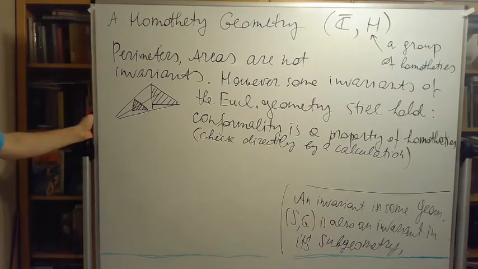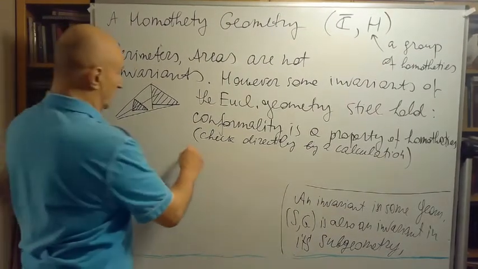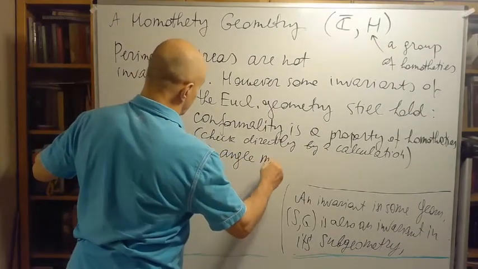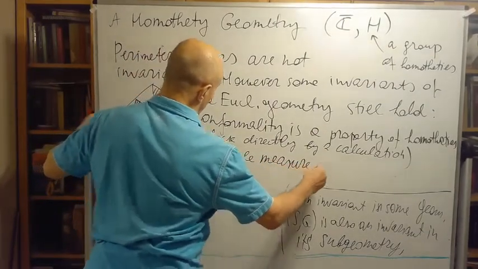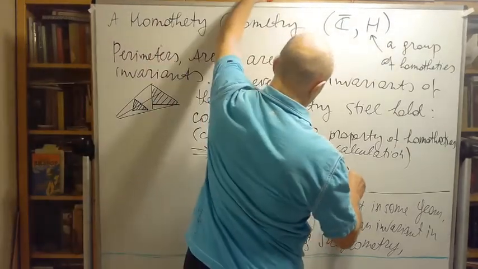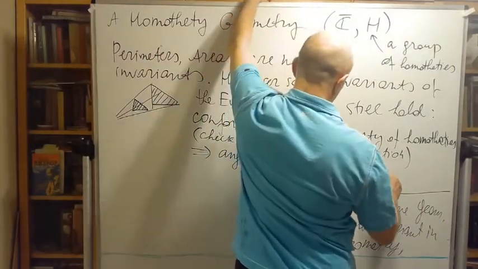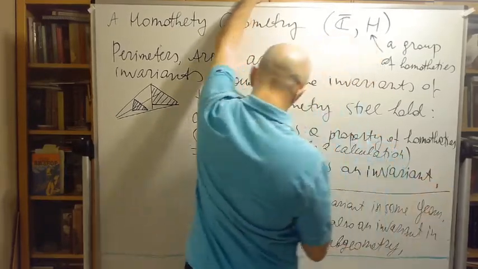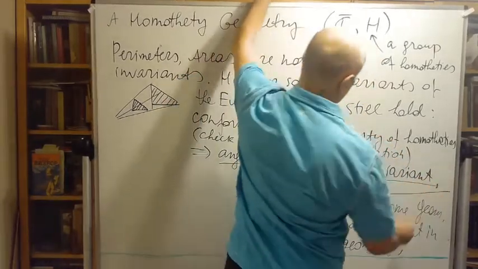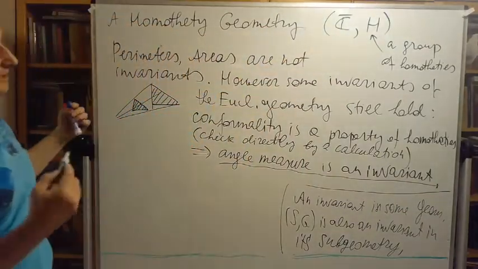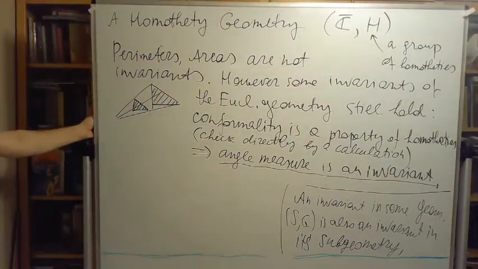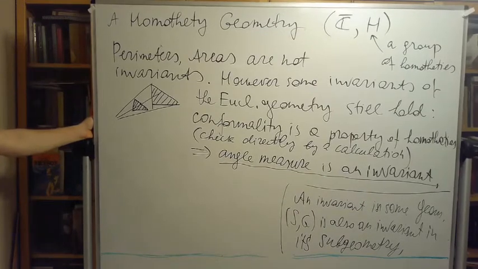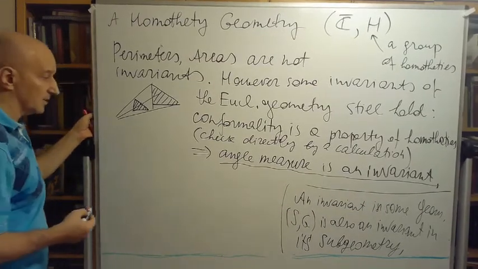Conformality, are there any other invariants? So therefore conformality holds, therefore the angle measure is an invariant in this geometry. And if you take a greater group instead of homotheties, we take similarities in general, so we may combine homotheties with isometries. Still, angle measure is an invariant. What else?